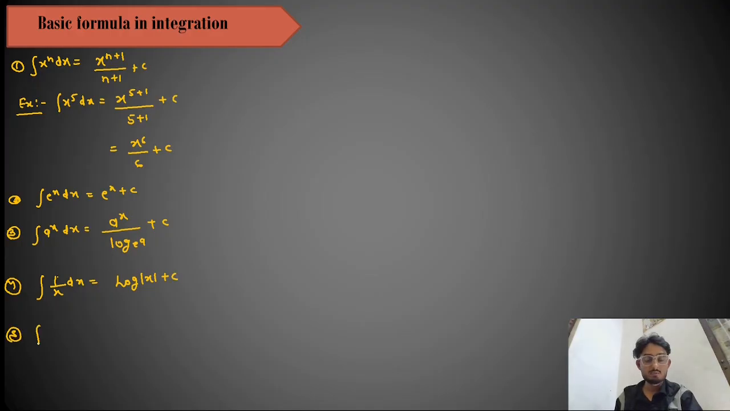Fifth one, integral of cos x dx equals sin x plus c. Sixth one, integral of sin x dx equals minus cos x plus c.